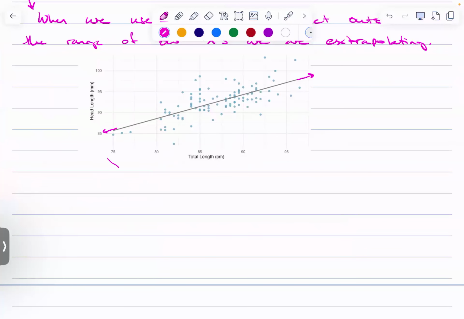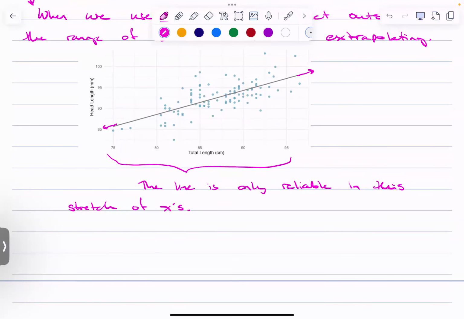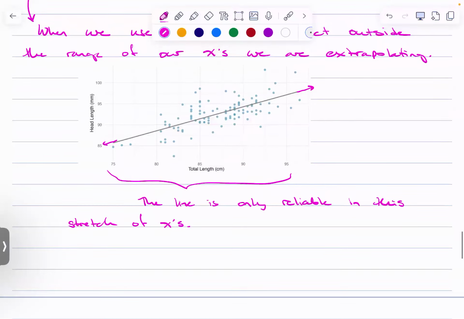But here, the line is only reliable in this stretch of x's, all the x's in our data. Okay.